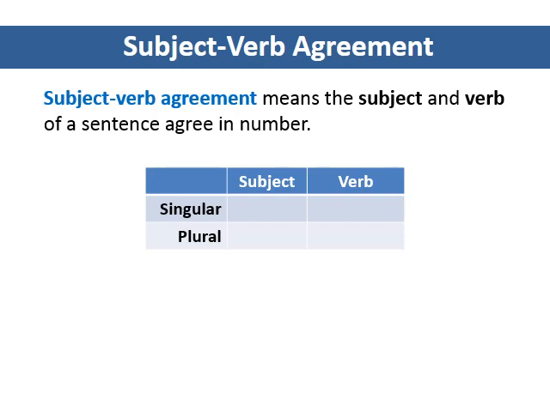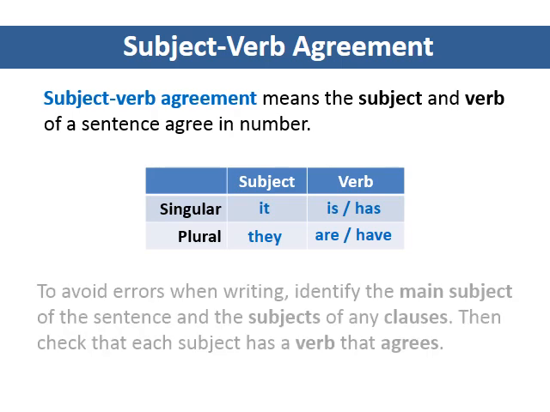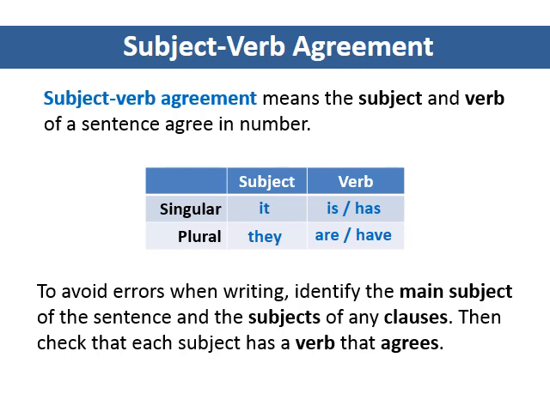For example, a singular subject, such as it, is followed by a singular verb, such as is or has. A plural subject, such as they, is followed by a plural verb, such as are or have. To avoid errors when writing, identify the main subject of the sentence and the subjects of any clauses. Then check that each subject has a verb that agrees.